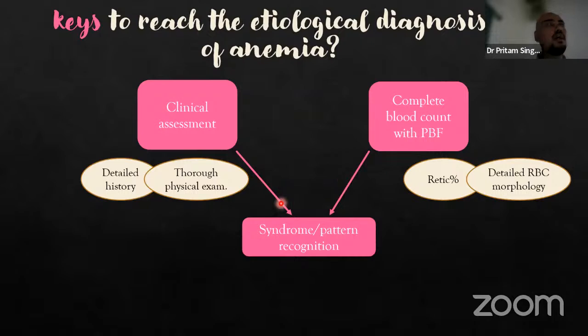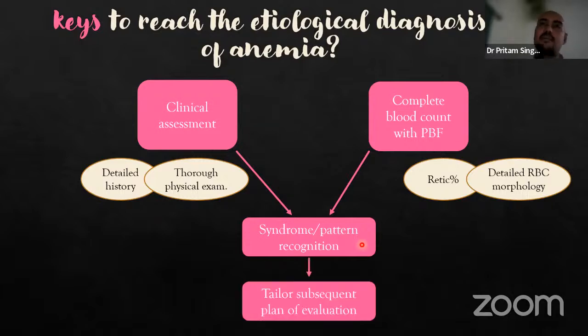It is one of the most crucial steps, I should say, when we evaluate a child with anemia. The syndromic pattern recognition helps you greatly to narrow down your differential diagnosis as far as the etiology of anemia is concerned. And subsequently, based on that, you can tailor the subsequent investigations.